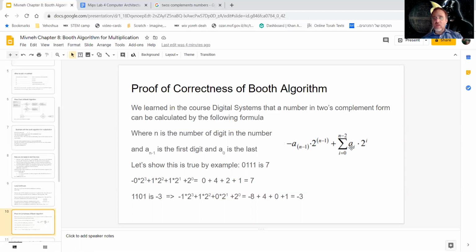And what are those terms? Those terms are digit I, which would be digit 2, or digit 1, or digit 0, times 2 to that power. If it's digit 2, then it'd be 2 to the squared. If it would be digit 1, then it'd be 2 to the first power. And if it would be digit 0, it'd be 2 to the 0th power.